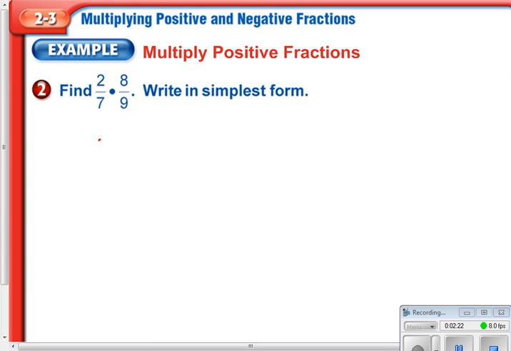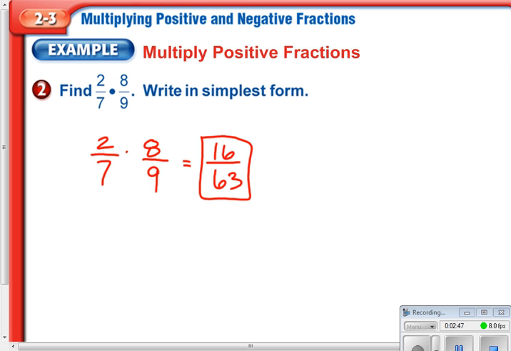Next example, 2/7 times 8/9. Again, can't reduce those fractions right away, so now we look diagonally. When we look diagonal, we notice we cannot reduce diagonally. We cannot do 2 and 9 or an 8 and 7. So you go ahead and multiply. In this case, we get 16 over 63. 16/63. Multiply the top, multiply the bottom.